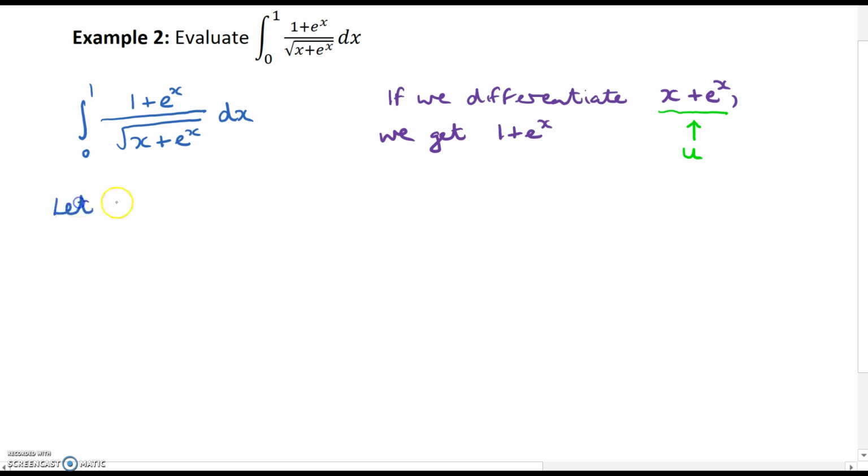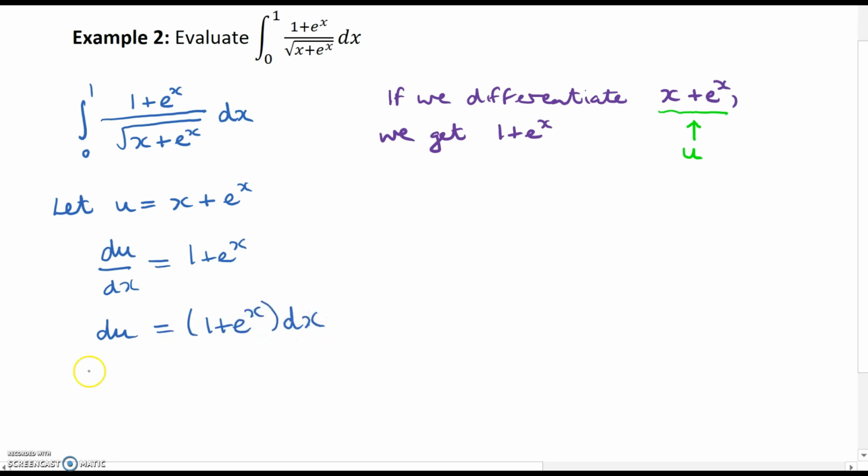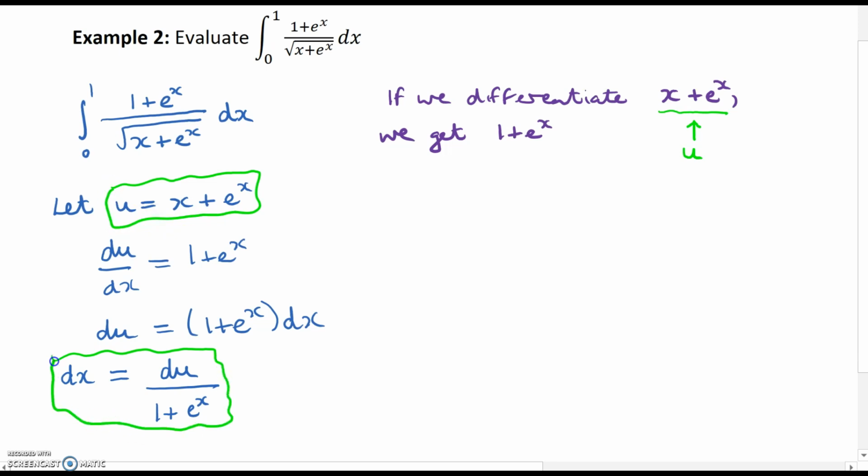So let u equal x plus e to the x, and then du/dx is equal to 1 plus e to the x. So du would be (1 plus e to the x) dx, and to get dx on its own, divide by 1 plus e to the x, and you get dx is equal to du over (1 plus e to the x). Okay, so the two parts that are important so far are our u-substitution and our substitution for dx.